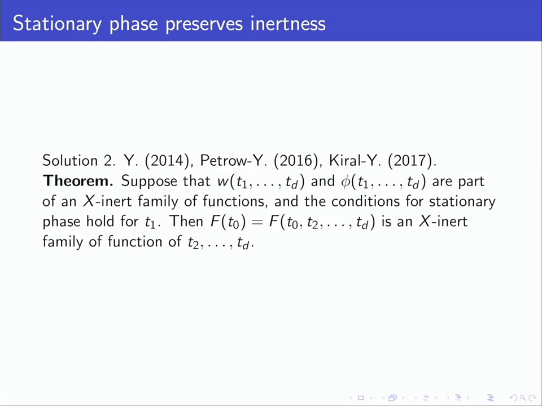So let's say you could do stationary phase in T1, then this function, f of T0, that you get is still inert. So T0 is an implicit function of all the other variables now, because it's defined by this phi prime equals 0. So you have one fewer variable now, but the function remains inert. So it's some sort of closure property under stationary phase. If you start with inert functions and you apply stationary phase, then it stays inert. And so that's basically all you have to say, is that your function's inert, and then you don't have to say much more than that. So it's a really concise way to keep track of all these derivative bounds, I hope.